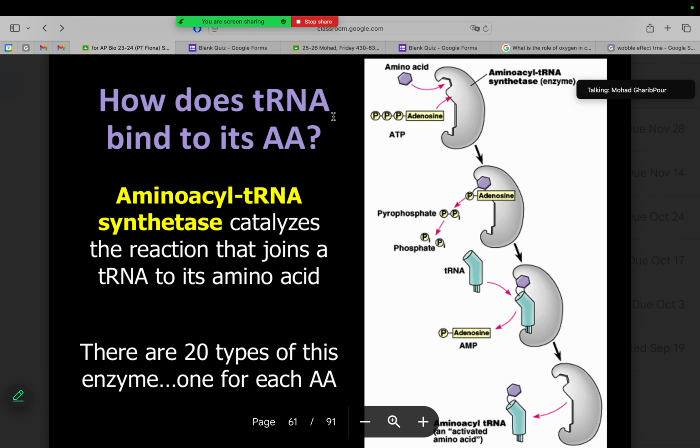How does tRNA bind to its amino acid? Aminoacyl tRNA synthetase catalyzes a reaction that joins a tRNA to its amino acid. There are 20 types of this enzyme, one for each amino acid.